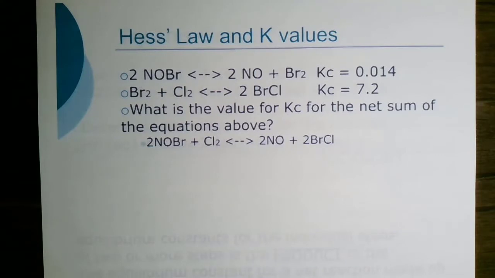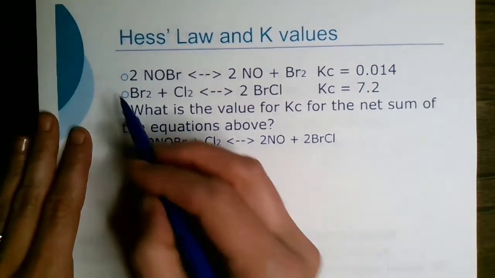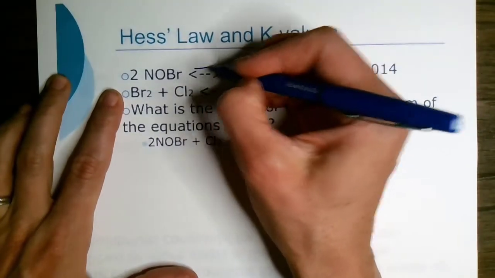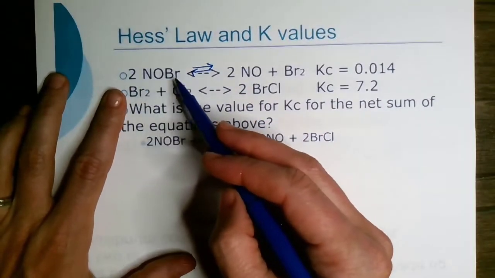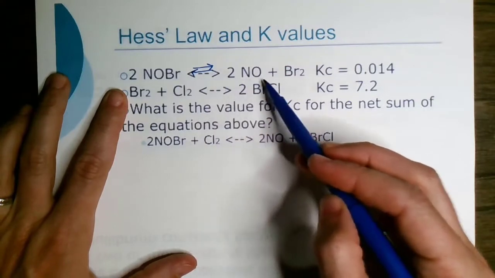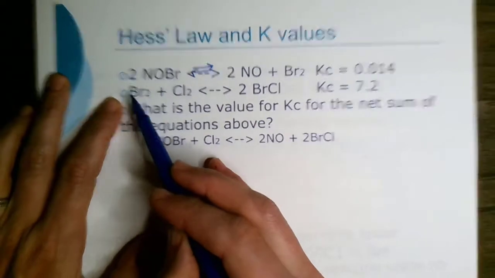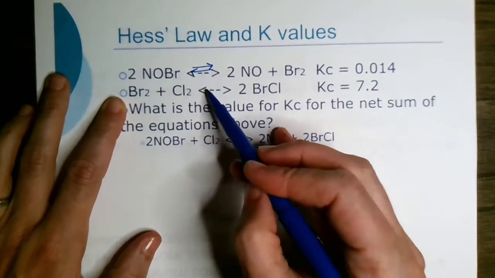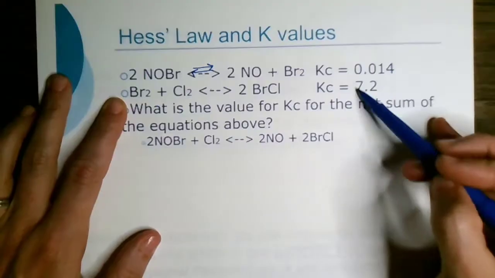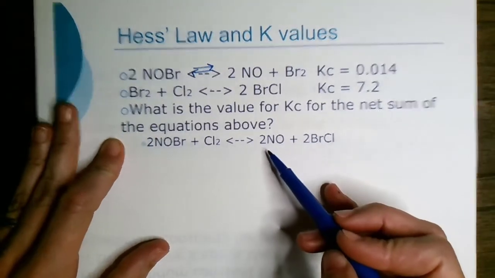What about when we're looking at Hess's law and K values? Let's say we're looking at 2 NOBr in dynamic equilibrium. So 2 NOBr decomposing into 2 NO plus diatomic bromine. And then we have diatomic bromine plus diatomic chlorine in dynamic equilibrium with bromine chloride. And we're given the Kc constants for both. What's the value of Kc for the net sum of the equations above?